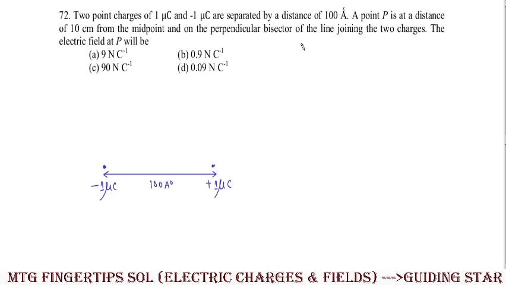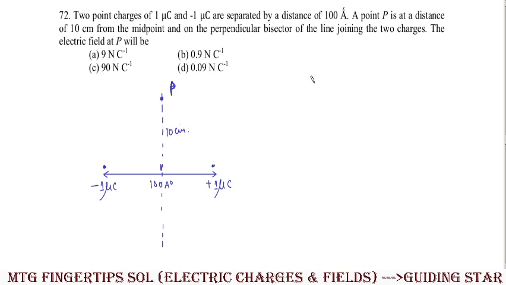At a point P at a distance of 10 centimeter from the midpoint of the given system, let this be the midpoint of the dipole, and on the perpendicular bisector of the line joining the two charges. Perpendicular bisector means here it is talking about the equatorial line. That means on the equatorial line at a distance of 10 centimeter from the midpoint, let the point be over here, point P. What is the net electric field at this particular point, which is situated at a distance of 10 centimeter?